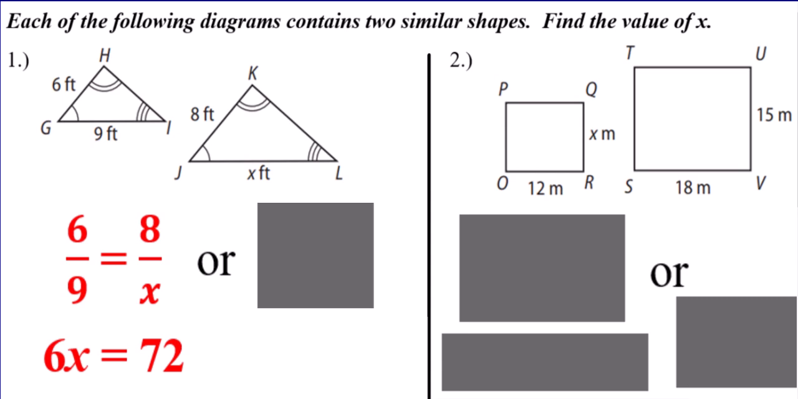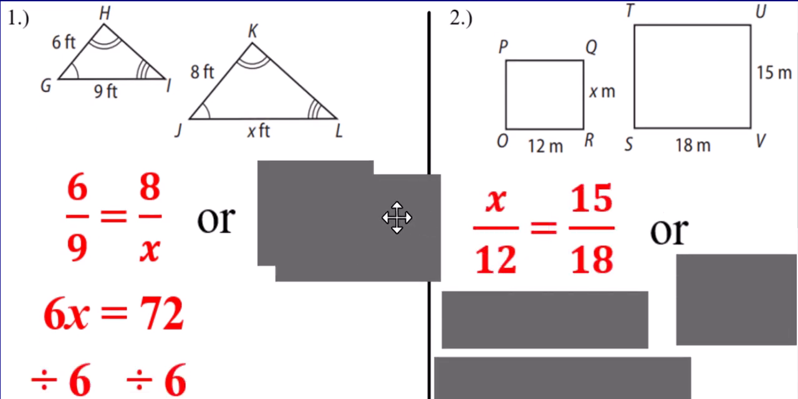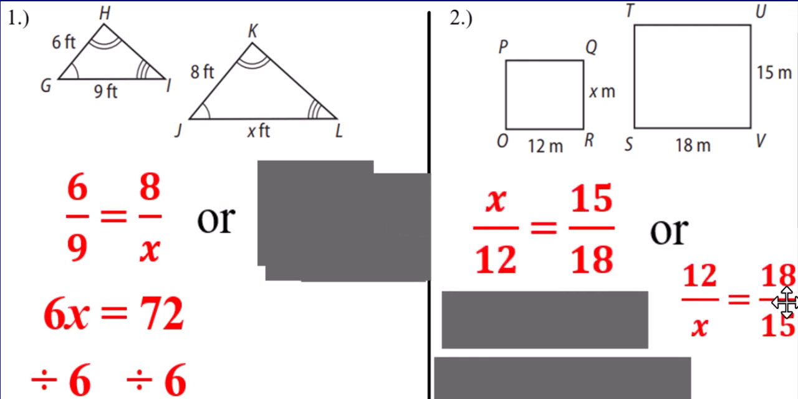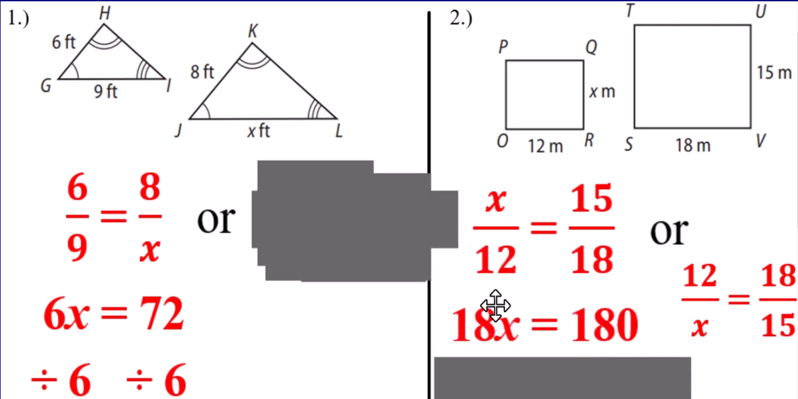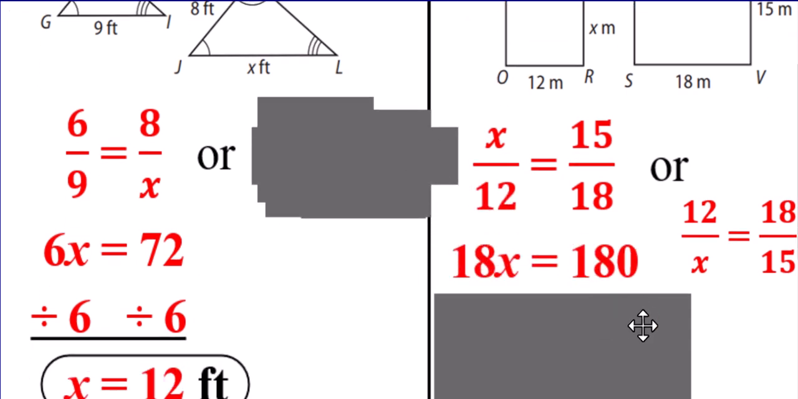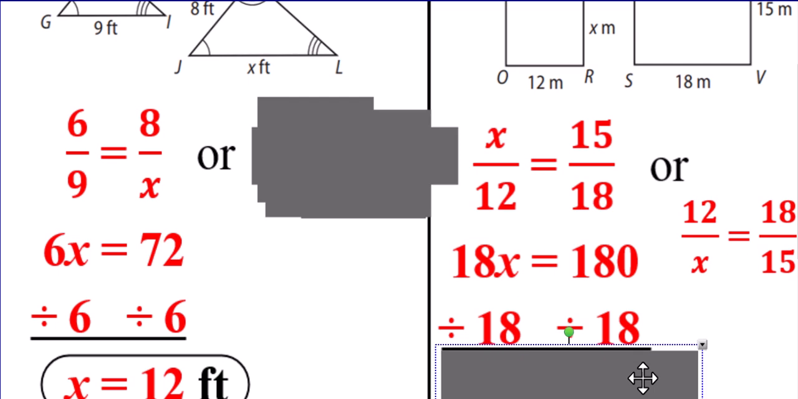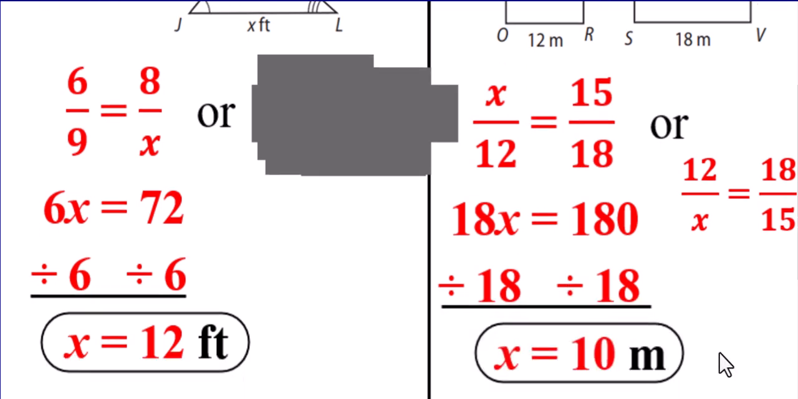Okay, have you already done 2, 3, 4, and 5 on your own? If not, hit pause, because here I go. Let's check our answers. You could have had x over 12 equals 15 over 18, or you could have had them flip-flopped. And again, if my first fraction is your second and my second fraction is your first, that's totally fine. If you do the cross products rule, you got 18x and 180, divide by 18 on both sides, and you get the answer of 10 meters.